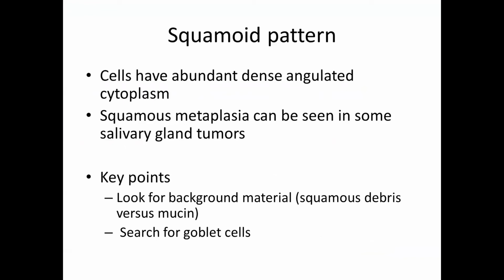So key things you're going to want to address when you see an aspirate with squamoid cells, again, dense angulated cytoplasm, is that you want to look at the background of the smear. Do you have mucinous material? Do you have necroinflammatory debris? And also look for goblet cells. Really, in the squamoid pattern, your two main entities that you're trying to diagnose are going to be mucoepidermoid carcinoma and squamous cell carcinoma, usually metastatic squamous cell carcinoma.